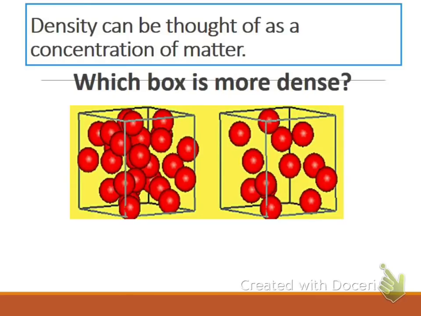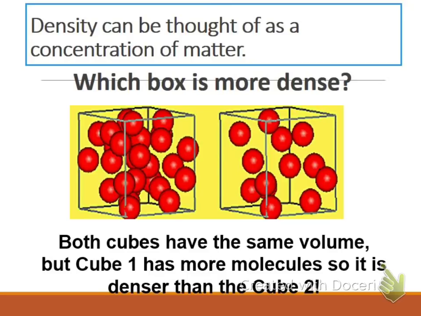Yeah, circle it. Are we supposed to write this down? Same volume, but cube 1 definitely has more particles, so it would be more dense.